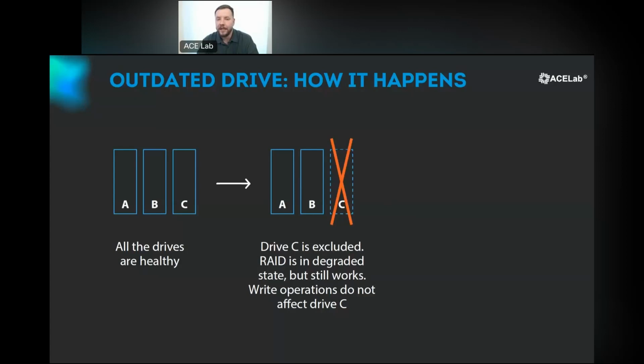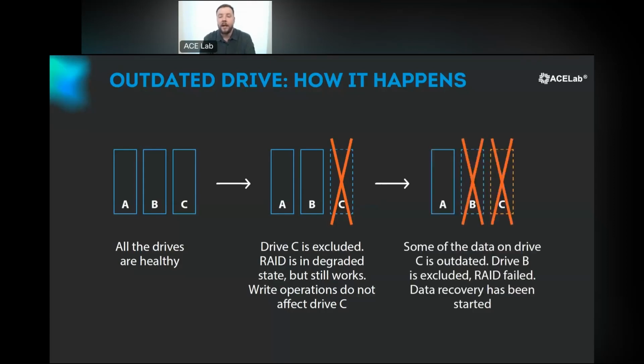And all new data that was written to the RAID since this time will not be written to drive C. So drive C will not have valid data, yeah? And the final step, one more drive is excluded, and only then do you get this RAID in your lab.